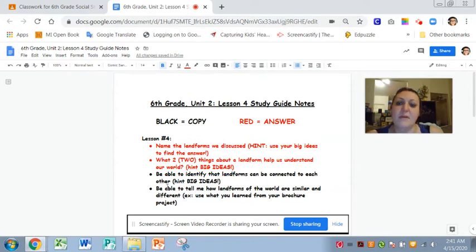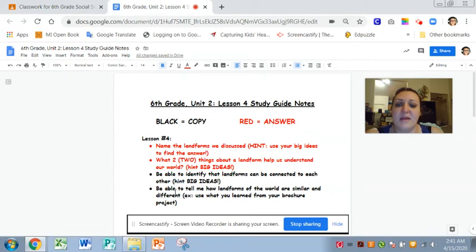All right, so be able to identify that landforms can be connected to each other. Okay, again, hint, big ideas. You'll see some of these questions in your quizzes review when that gets posted. Essentially, landforms can coincide with each other, like a mountain can be a volcano and vice versa.